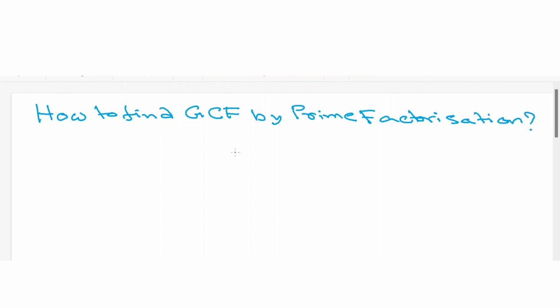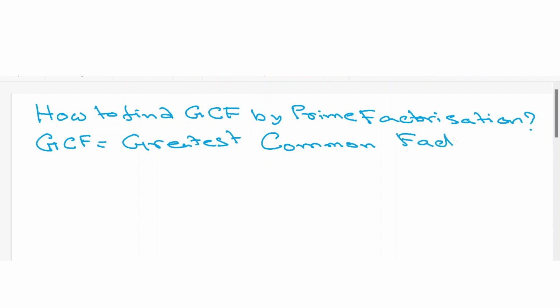How to find GCF by prime factorization. GCF stands for greatest common factor. In order to find the GCF, we need to use a process which is called prime factorization.